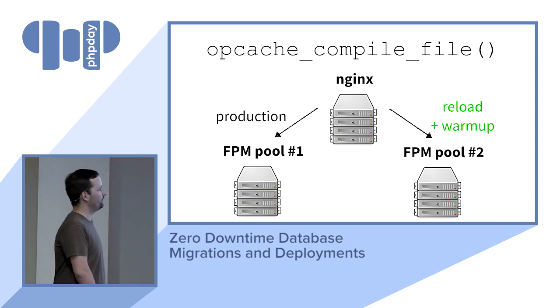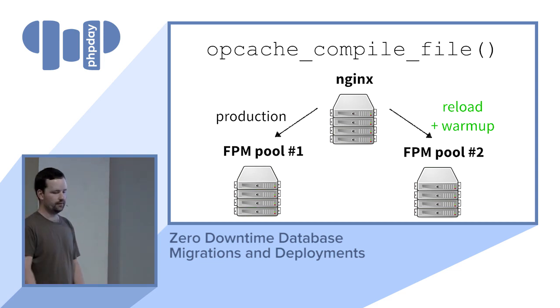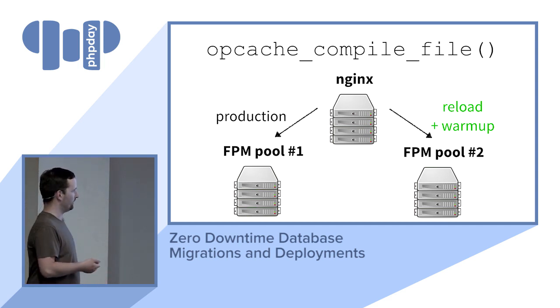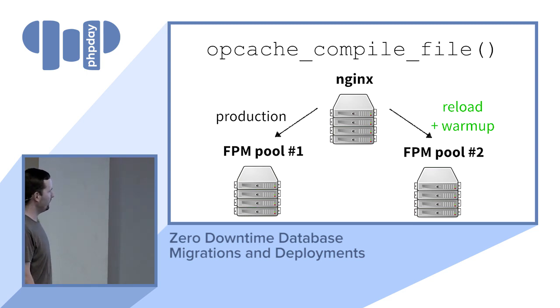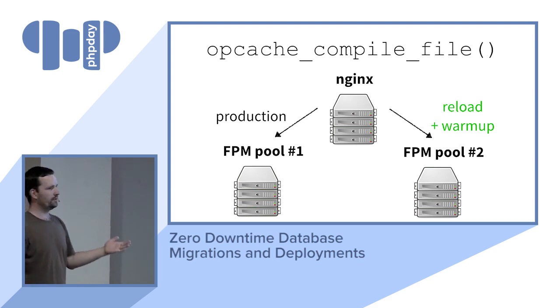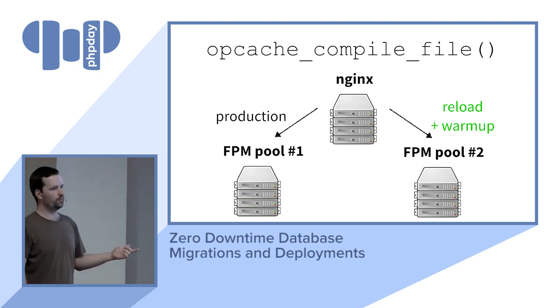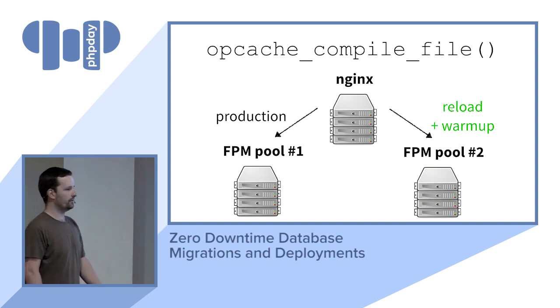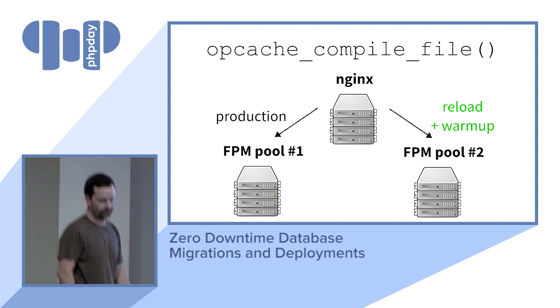Another thing that this allows, as a bonus, is that once you have two PHP-FPM pools, they can be used for warming up the OPcache. The one that isn't used in production currently can be reloaded, and then it can be warmed up with your PHP files so that there's no hang-up during deployment.